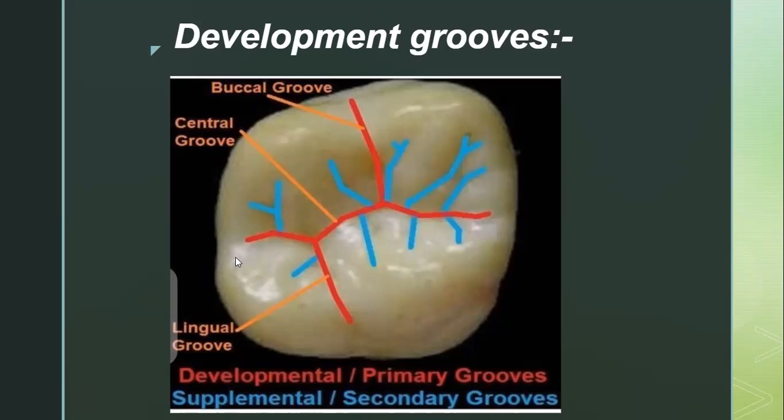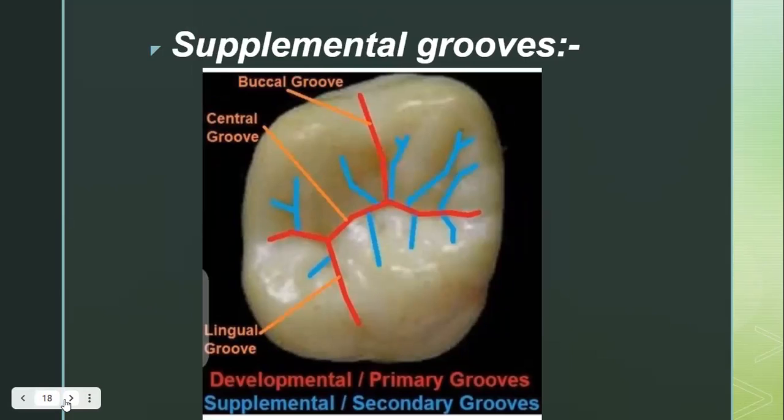So if we talk about the supplemental grooves, they are the linear depressions. They are supplemental to developmental grooves and are not marking the junctions of the primary parts. They are just supplemental grooves. They are not marking any division of the primary parts of the tooth. These blue color depressions are supplemental grooves. These all are the supplemental grooves shown in this picture.